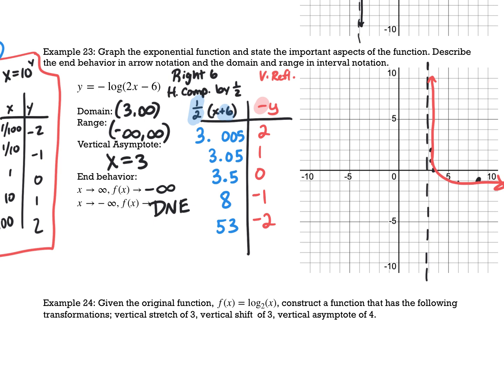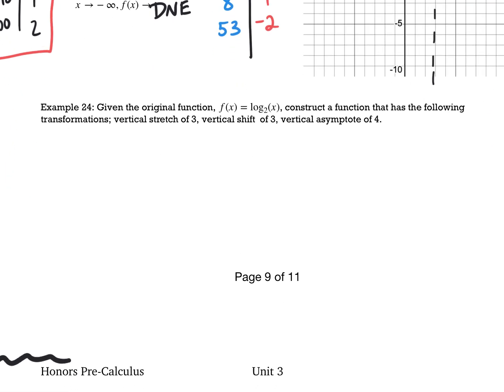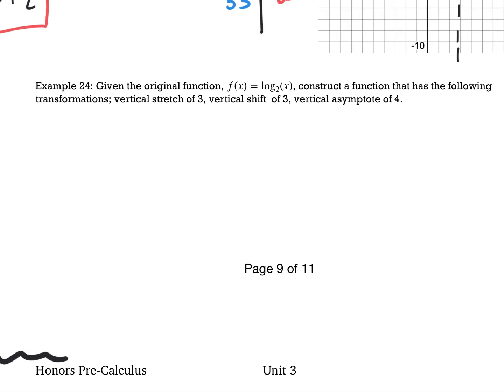We have one more problem. Excuse me, I overlooked example 24. Our last problem here, we are going to create a logarithmic function. I'm going to call it g of x. Right? We have f of x. It is log base 2 of x. We want to construct a function that has a vertical stretch of 3. Now let me do some colors here. A vertical stretch of 3, a vertical shift of 3, and a vertical asymptote at 4.